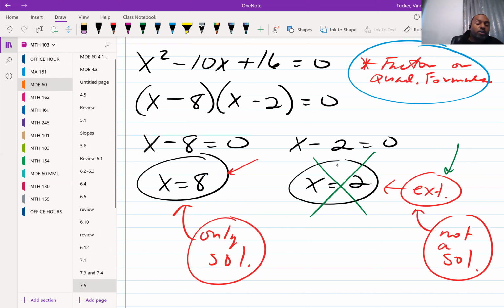So notice we're not writing no solution. Remember, the only time there's no solution is if there is no solution. We have two options here for a solution. One of them didn't work. The other one did. So x equal to 8 would be our solution.